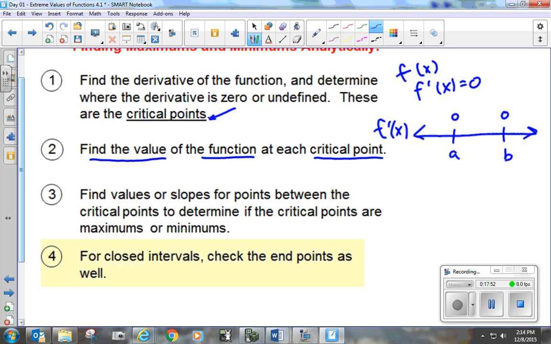Now what it's saying for step 3 is find the values or the slopes for the points between these. So I take this value here, let's call it c, and I put it in my derivative and find out if it's positive or negative. It might be positive here, it might be negative here, it might be negative here. What does that tell you? If my derivative is negative, what does that mean? That the what is also negative?